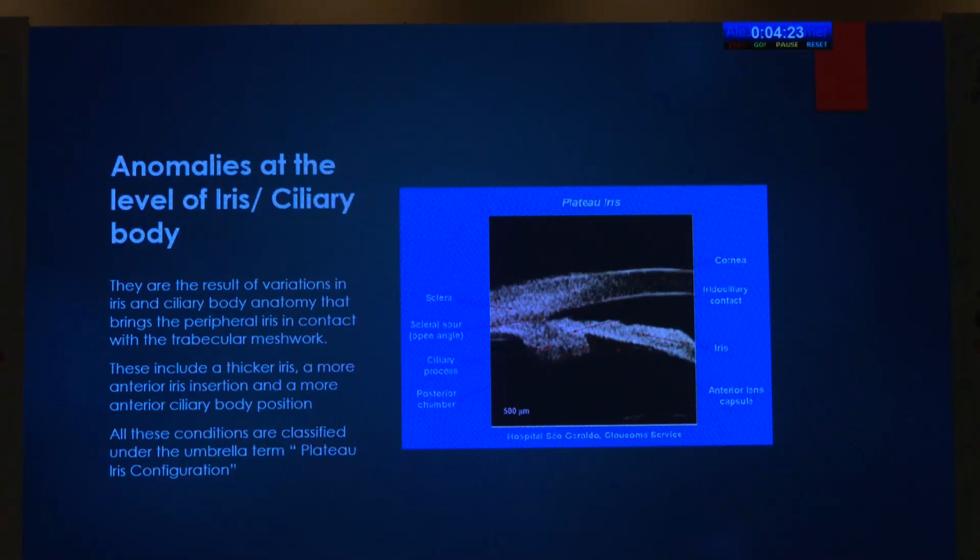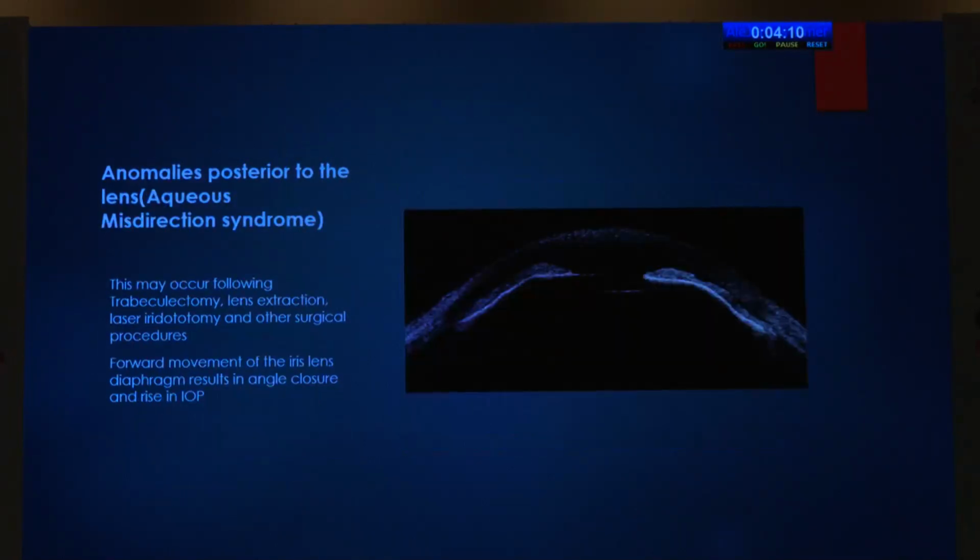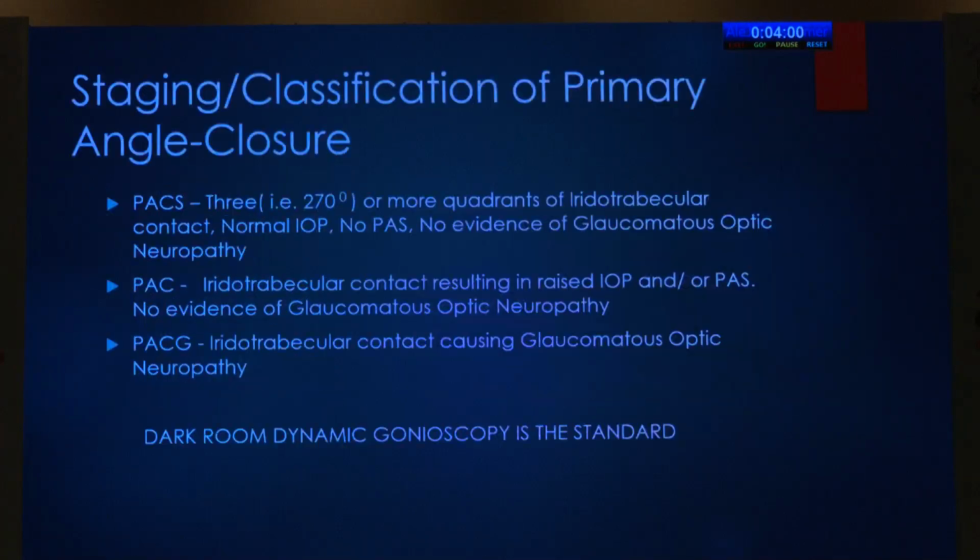There can be anomalies at the level of iris or ciliary body also. These are the result of variations in the iris and ciliary body anatomy, which include a thicker iris, a more anterior iris insertion, and a more anterior ciliary body position. Then there can be anomalies which may be posterior to the lens, which may occur following trabeculectomy, lens extraction, laser iridotomy, and other surgical procedures.